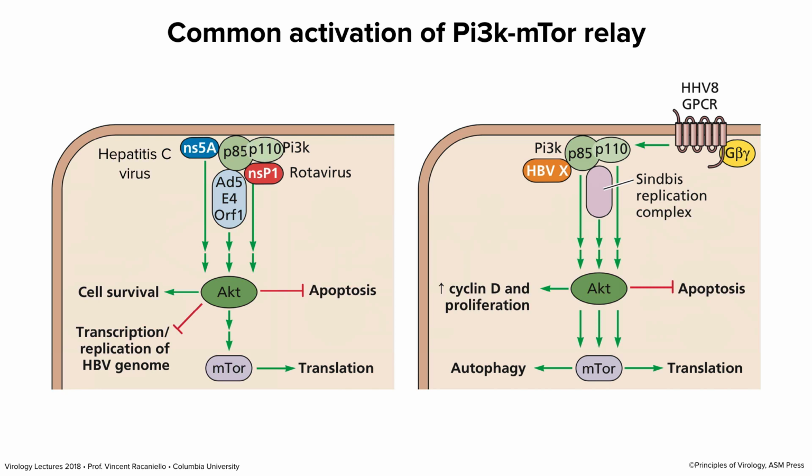Now that makes perfect sense. The viruses need the cell to be alive in order to replicate. Translation is also stimulated, so viral mRNAs can be efficiently translated. Now hepatitis B virus on the right, one of its proteins also interacts with a subunit of PI3 kinase, again stimulating cell division, inhibiting apoptosis, and stimulating translation. And if it were not for that, the Hep B genome's transcription would be inhibited. So the effects of the Hep B protein on this pathway alleviate that inhibition.